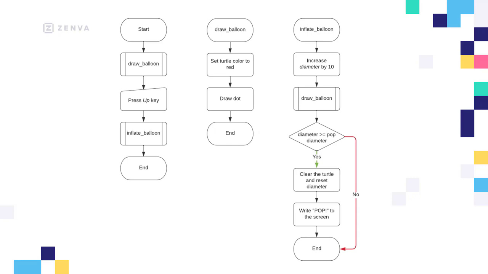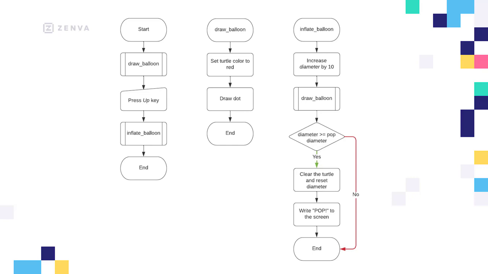Now this right here is going to be the flowchart of our project as well. You can see that there are a bunch of different sections, and that is because we are using functions inside of our project here. So we are splitting off into different chunks, each representing a different function. Although the one on the left-hand side, which begins with start, is going to be our main algorithm. So you can see the first thing we're going to do is draw the balloon. The draw balloon function is going to basically set the turtle color to red and then draw a dot to the screen. Then we are going to listen for when we are pressing the up key on our keyboard.